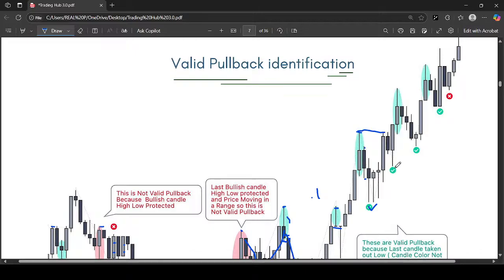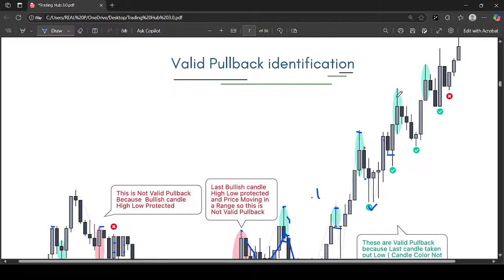Look at this. Keeps going high. This is the highest point on this swing. Why? Because this one takes out the high of this. This particular candle takes out the high of this. This takes out the low of this candle. We have a pullback there. We have a nice pullback there.